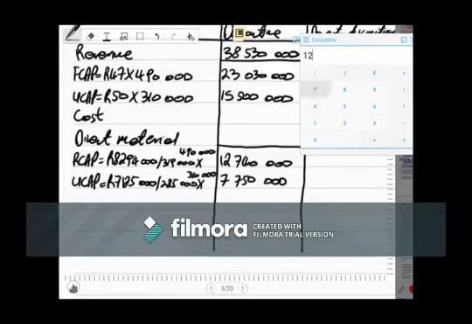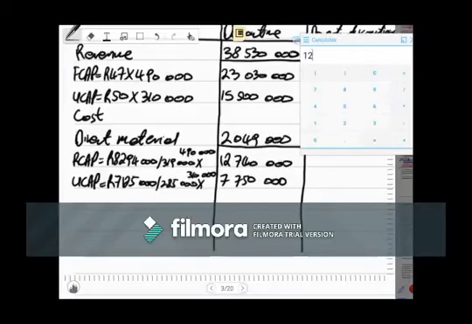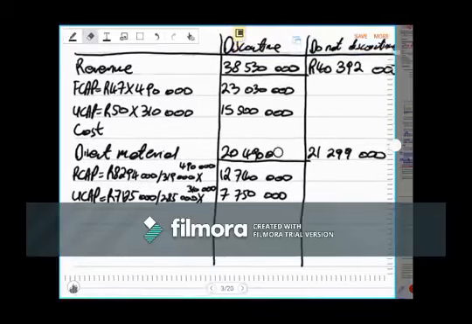Therefore, now we have 12,740,000 plus 7,750,000, and this gives us 20,490,000. I don't know where the other figure was coming from. This is 12,740,000 plus 7,750,000, which is 20,490,000 rands.